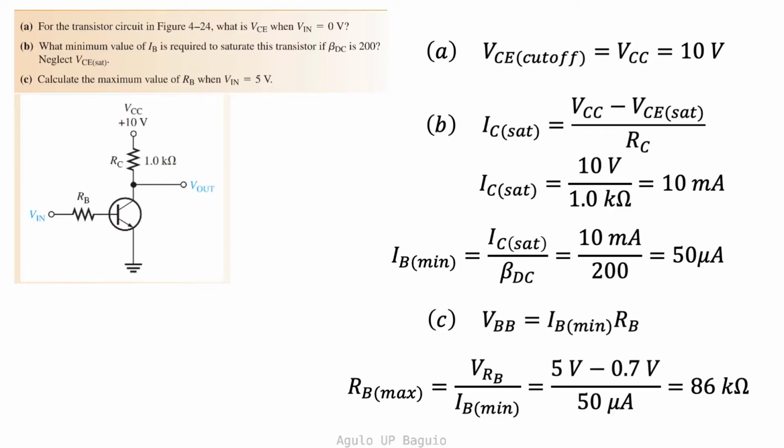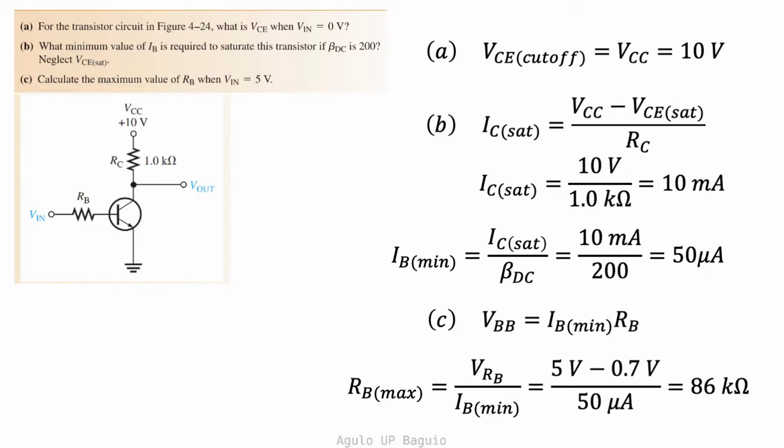Neglect VCE sat. We can solve for the IC saturation using the equation VCC minus VCE sat over RC. Since we are neglecting VCE sat, then IC saturation is just VCC over RC. So VCC is 10 volts and RC is 1 kilo ohm, which means that IC sat is just 10 milliamperes. We can now solve for the minimum value of the base current using the DC beta parameter. So IB minimum is equal to IC saturation divided by the DC beta parameter, which means that 10 milliamperes over 200 is equal to 50 microamperes. And this is our minimum base current.